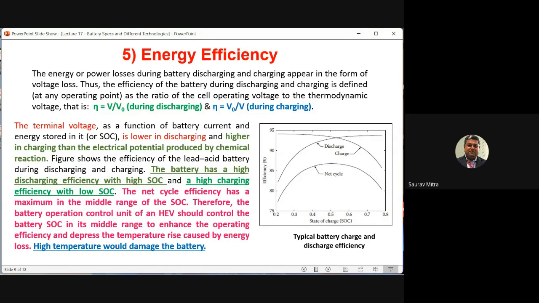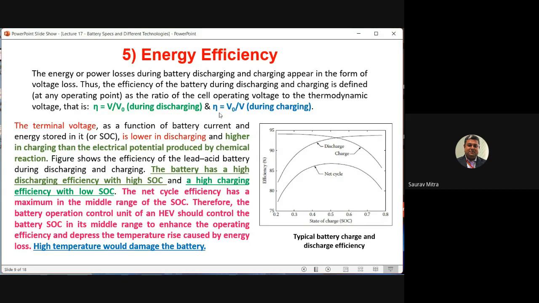So V by V0 means how much voltage you are generating at the terminal, and how much initial voltage the battery had. That is during discharging. This is the efficiency. Charging efficiency is V0 divided by V. V0 is the battery voltage divided by the charging voltage. So these two definitions you can remember from slide number 9. Discharging efficiency is V by V0. V is nothing but the terminal voltage divided by how much voltage the battery has in itself. That is V0. And V is the terminal voltage.